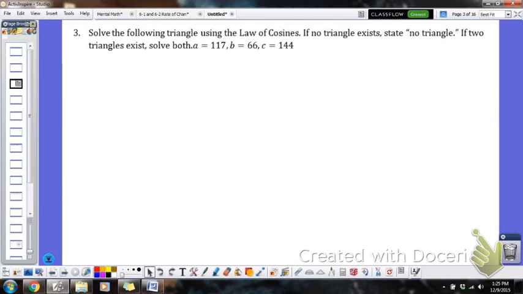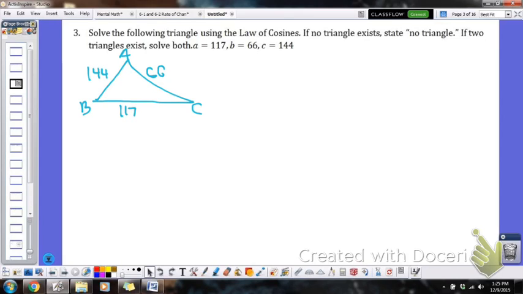Now this next problem, we are solving another triangle, but this time we are using the law of cosines. These are a lot easier because we only have to deal with one triangle. So let's go ahead and get a picture of our triangle that we will be working with. We're given that little a is 117, little b is 66, and little c is 144. For this triangle, we have to find all of the angles.